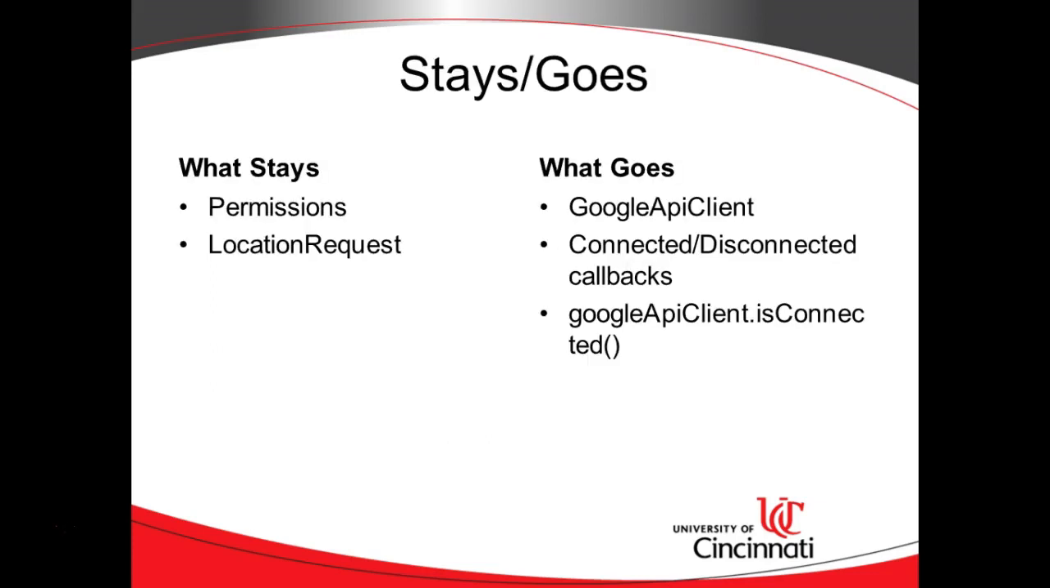So here's what stays in the new permission model. I'm sorry, in the new GPS model. Permissions, the same way that we prompt for permissions because this is considered a dangerous permission. Location request, which is how we define the accuracy and how frequently we want updates. What goes is the Google API client, a lot of the connected and disconnected callbacks, and then constantly checking to see if Google API client is connected.